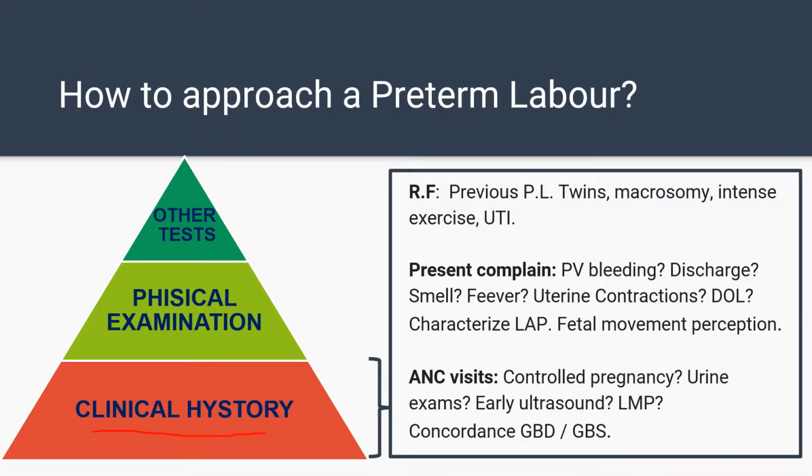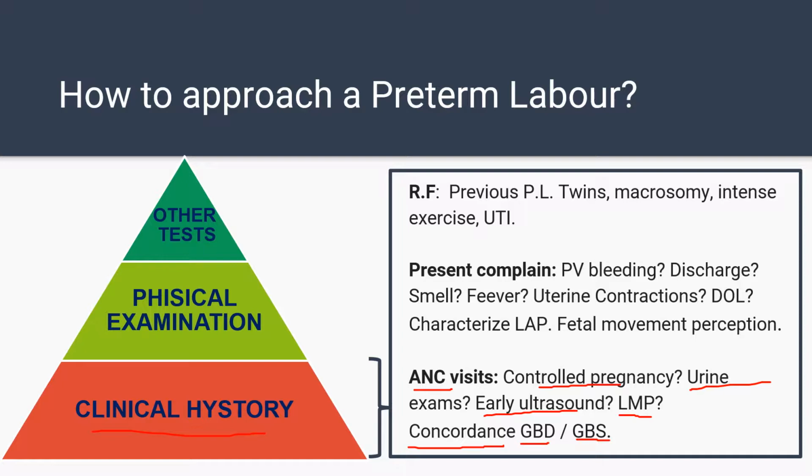So in the clinical history, we need to ask about the ANC visits, the previous history in the ANC. We need to know if she had a controlled pregnancy or not. We can assess that by looking at how many visits the mother has had. If the mother has more than 3 visits, that means she is responsible. Urine exams: we ask if the mother has had urine exams, because asymptomatic bacteriuria is a very important risk factor. Early ultrasound is also very important to have an accurate diagnosis of the gestational age. The LMP, safe and trustworthy, and concordance of this LMP with the gestation by date and gestation by scan.